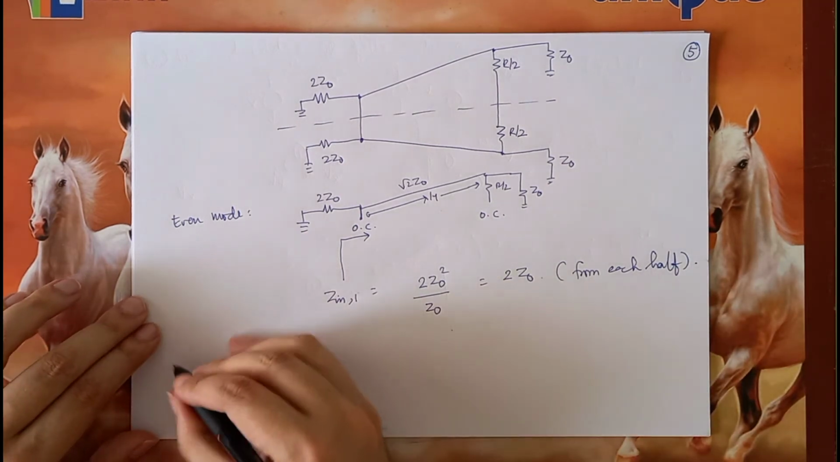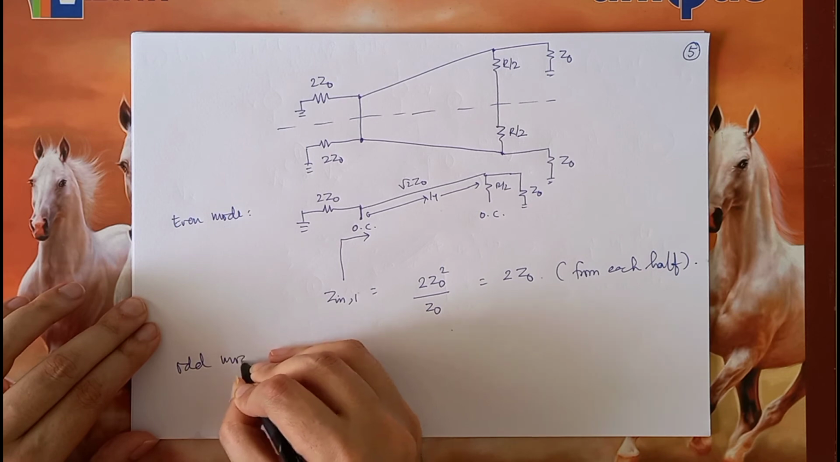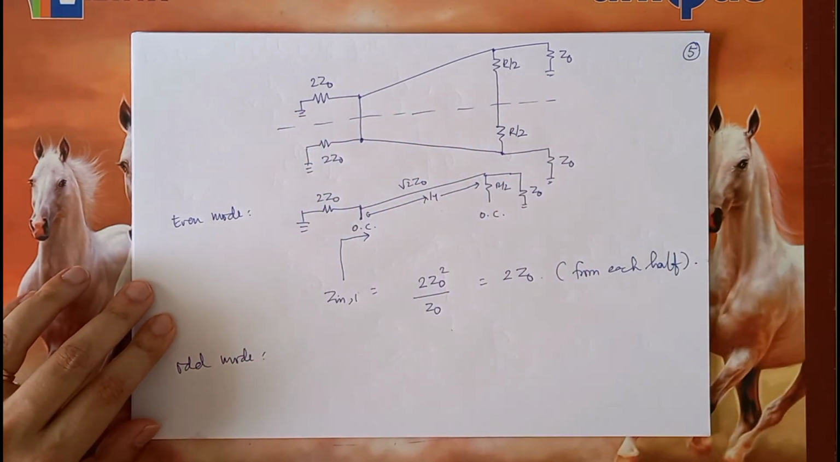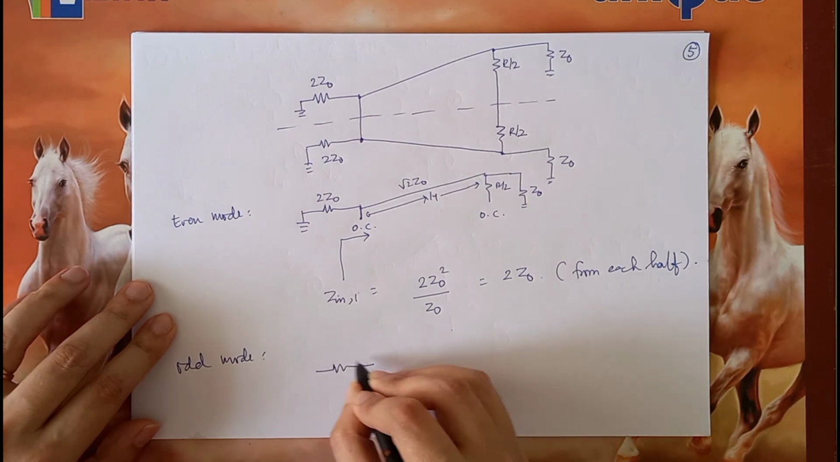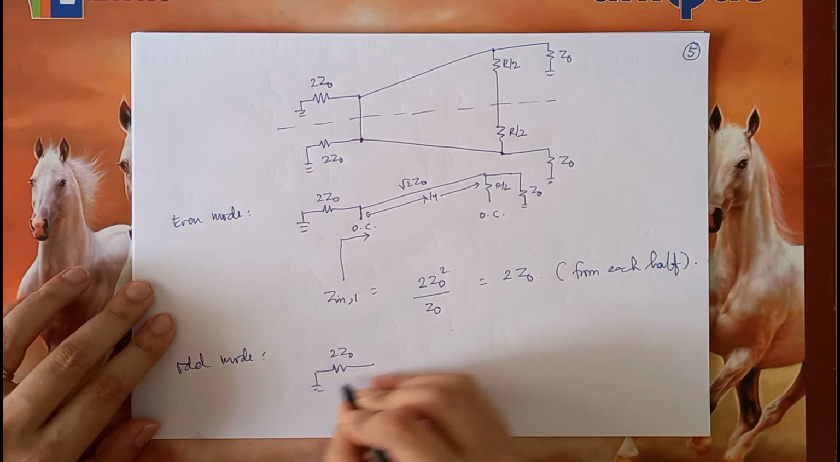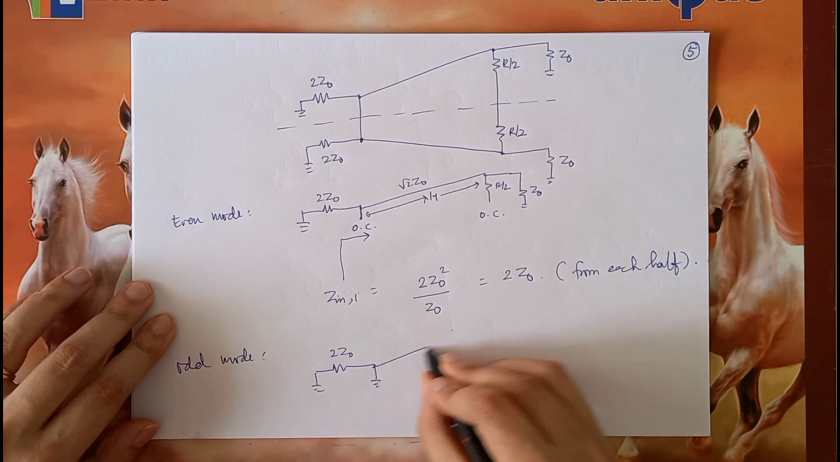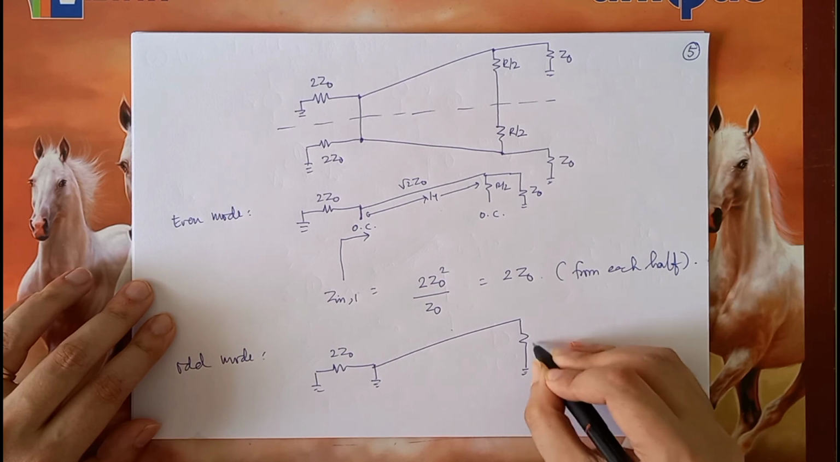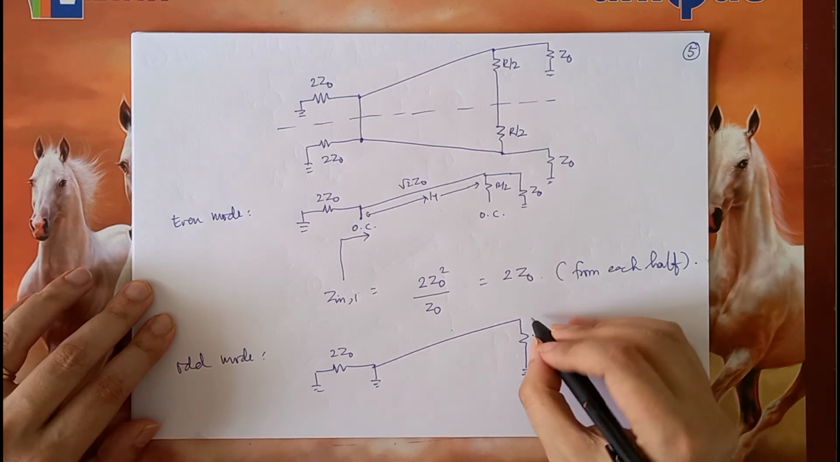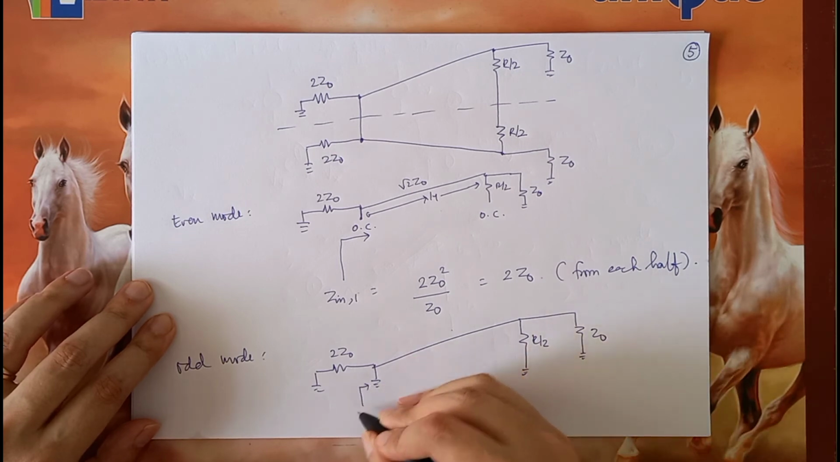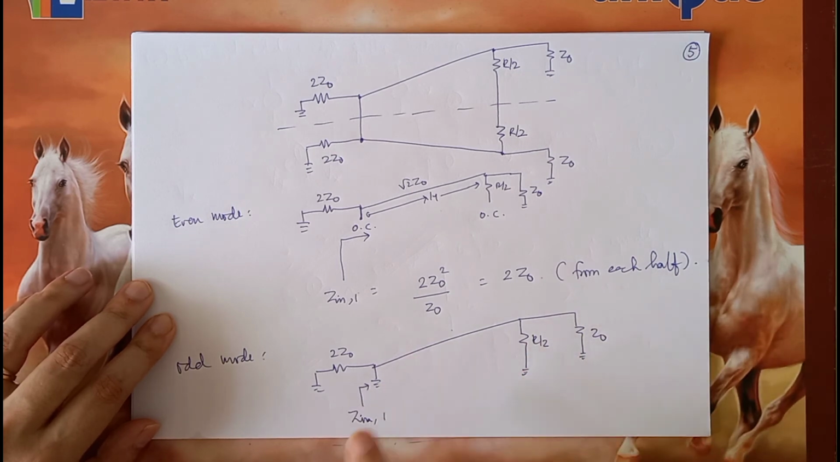What about in the odd mode? In the odd mode, this line of symmetry will be replaced by a short circuit. So therefore, what it will look like is this. If I am drawing the top half, this side will essentially be a short circuit. And over here also, this R by 2 will see a short circuit. So effectively, the Z in 1 now seen from port 1 will be 0 because this short circuit will dominate.